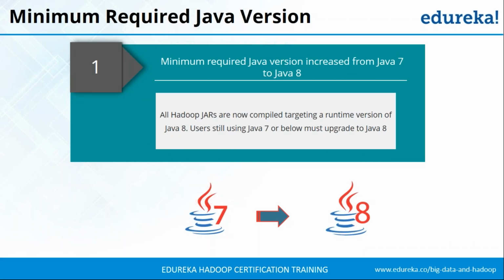So all Hadoop jars are now compiled targeting a runtime version of Java 8. That means if you are planning to switch to Hadoop 3, you need to make sure that you have Java 8 or versions of Java released after 8. Next up, we'll see how Erasure coding will reduce storage overhead in HDFS.